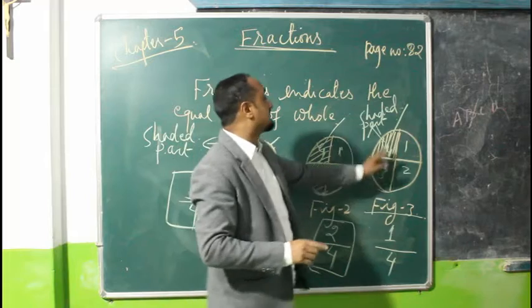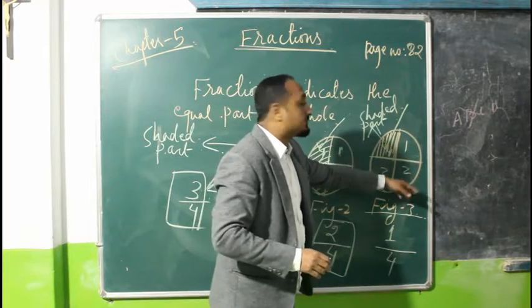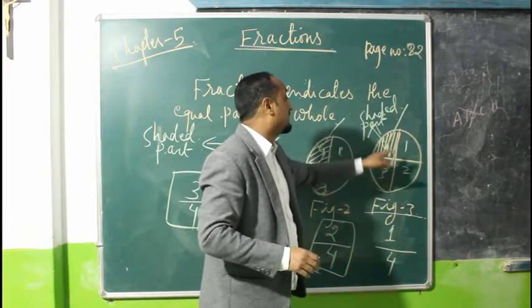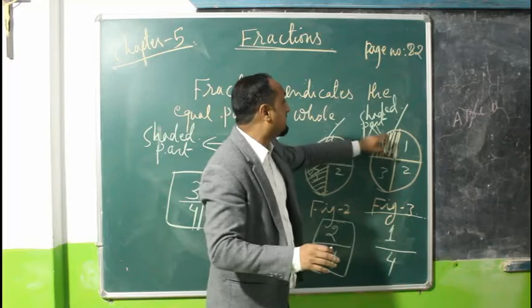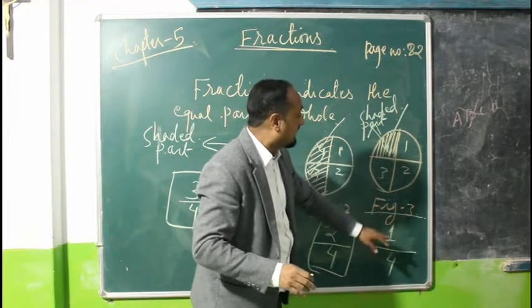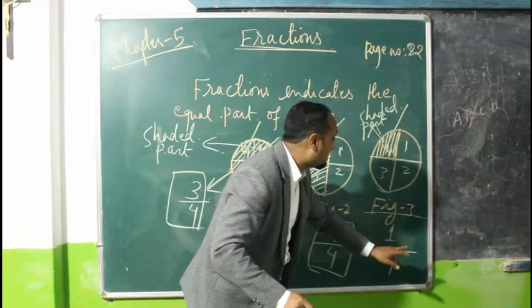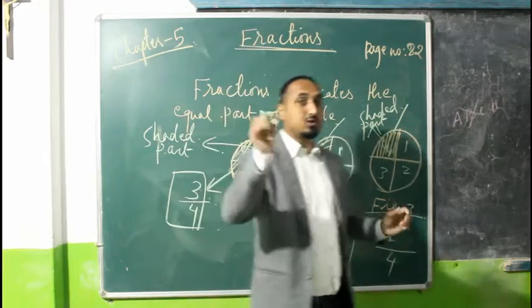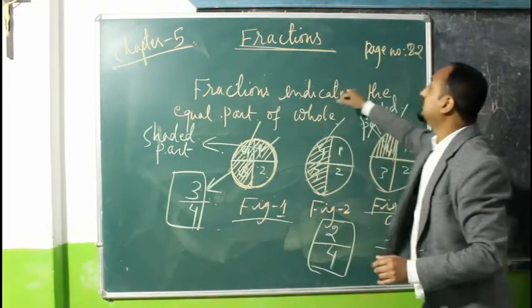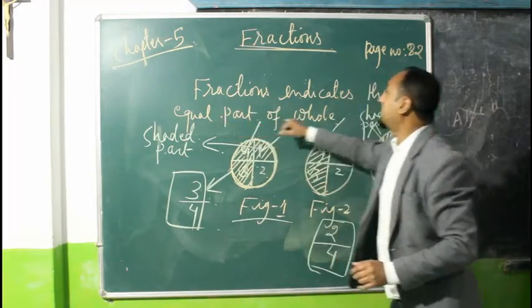Now third figure, see here. How many parts do we have? 4. 1, 2, 3, 4. Out of that 4, how many shaded parts do we have? 1. That means if we represent this one in fraction form, we have to write it 1 by 4. So by definition, a fraction indicates the equal part of a whole.